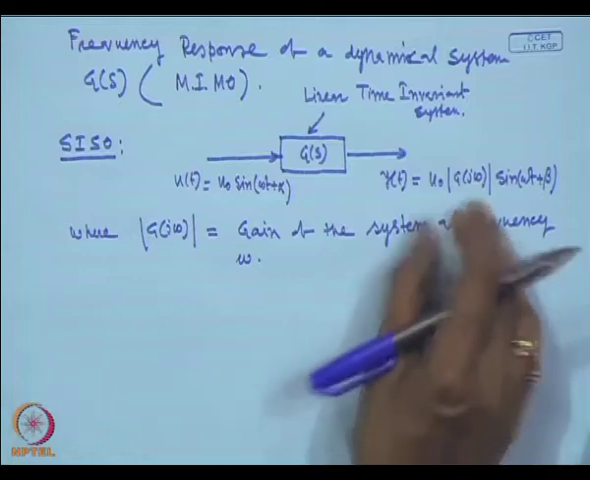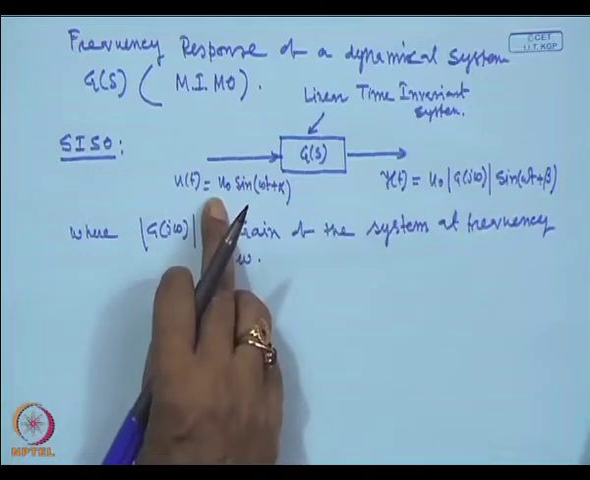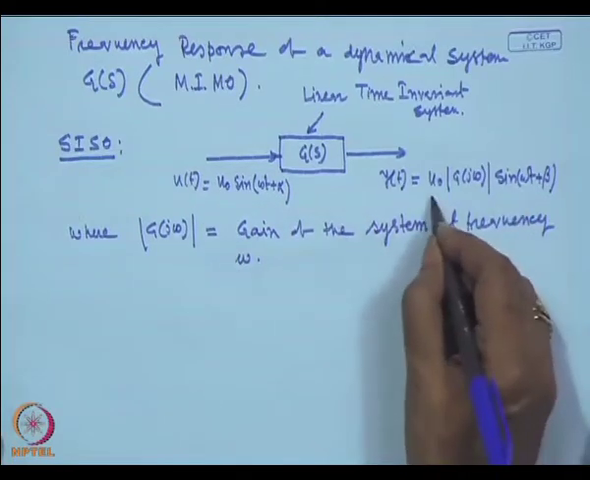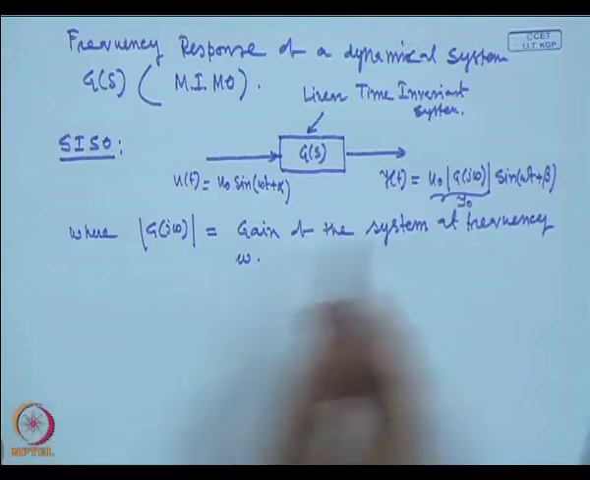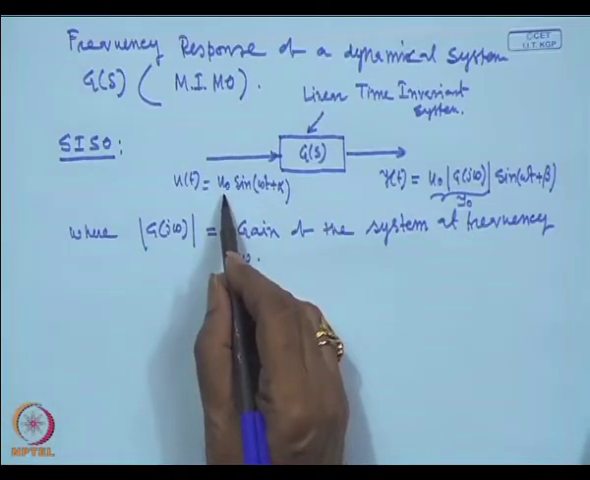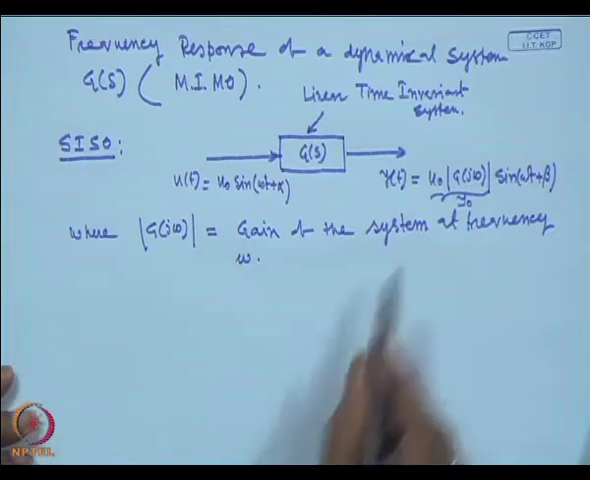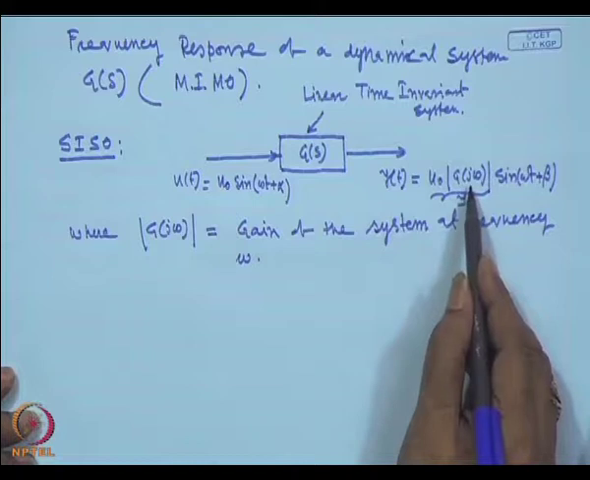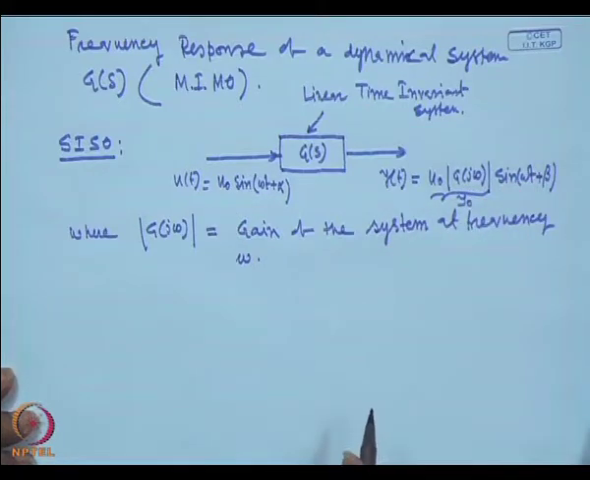Okay. So, what do you mean by the gain? At a particular frequency, what is gain? Input magnitude is u0, output magnitude is y0. So, what is the gain of this one? y0 by u0. If you do this, it is nothing but G(jω). It represents the gain of the system.